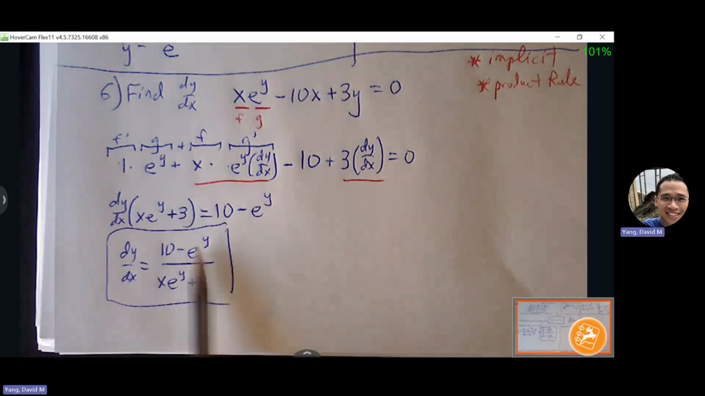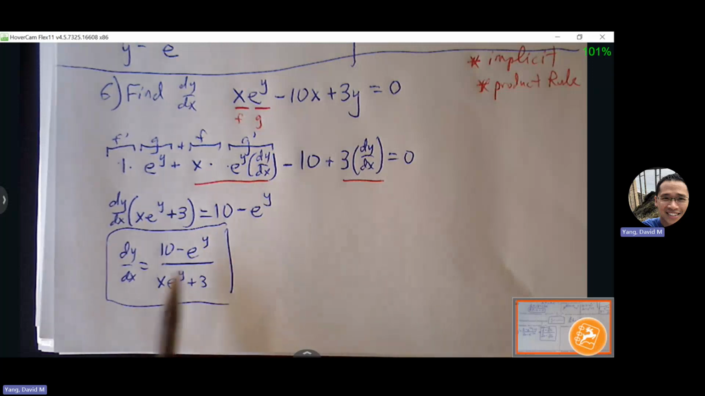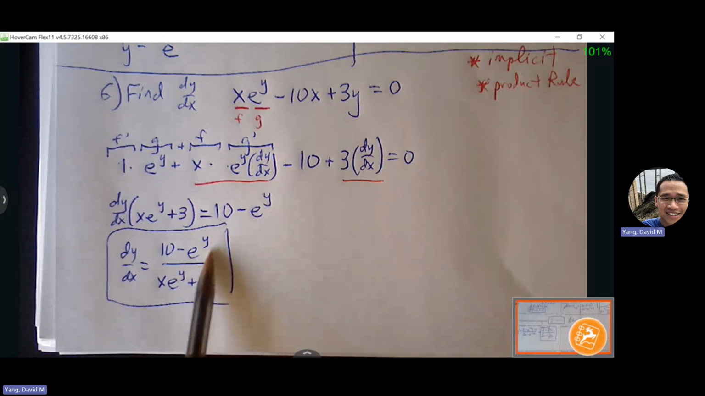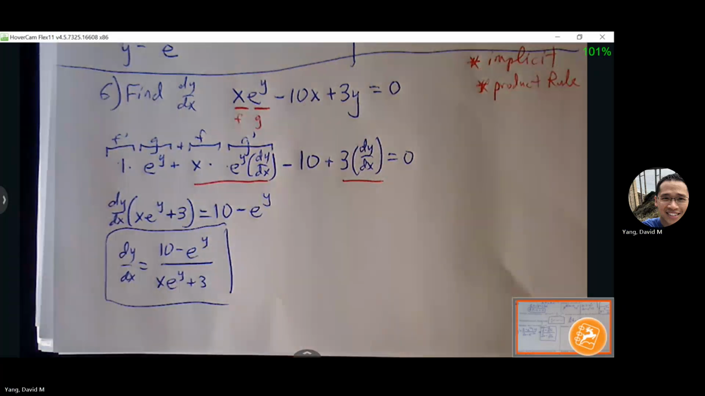So again, with implicit, you're still getting a derivative. You're still getting some slope formula. It's just that usually with implicit, you just need a little bit more information. Sometimes they need both the x and the y value to produce the slope of a point on the curve. Okay, example 7.